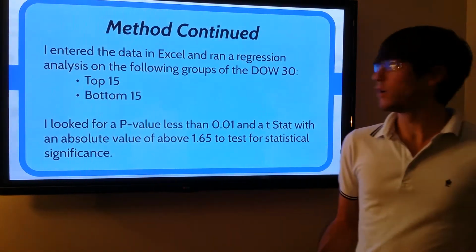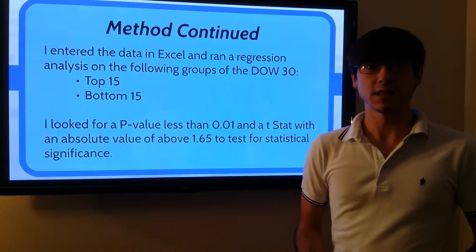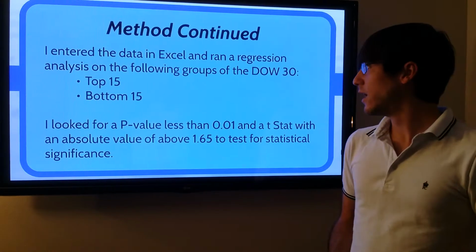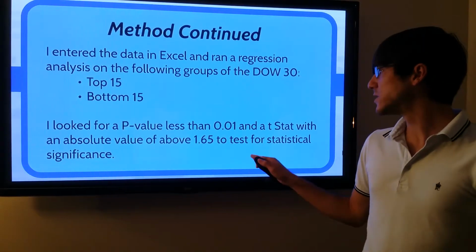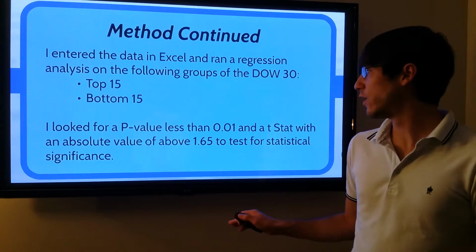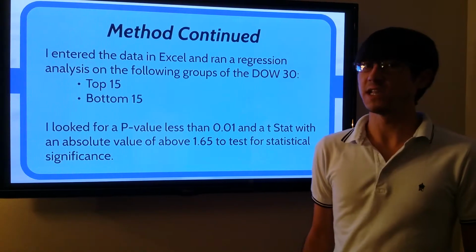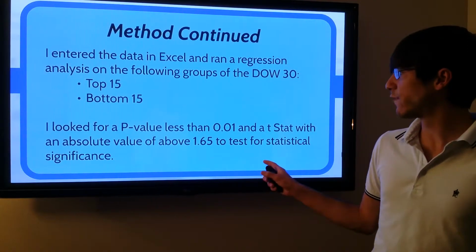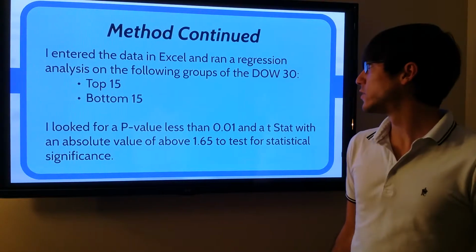So I took this data, entered it into Excel, and did a regression analysis on the following groups. I did the top 15 and the bottom 15, and I looked for a p-value less than 0.01 and a t-stat with an absolute value of above 1.65 to test for statistical significance. So this means I was looking for a 99% confidence interval.